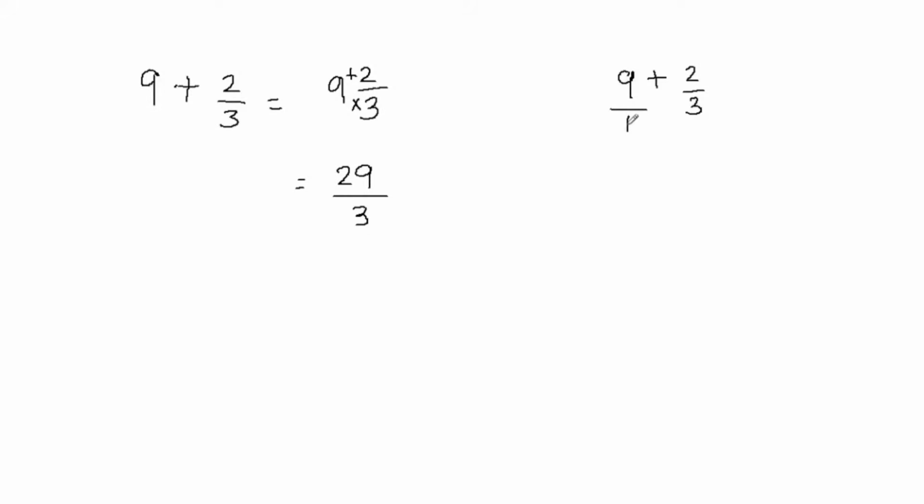This is still going to be 9 divided by 1, which is still going to give you 9. So we're not changing anything, right? This is just a different way of writing. Now I'm going to write this 9/1 plus 2/3.